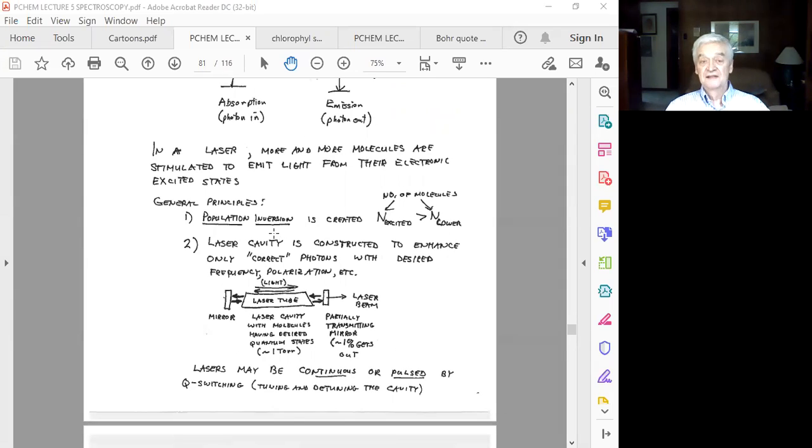As I said, there are general principles here. We have to have a population inversion, where the excited state has to have more molecules than the lower state. Most often, the lower state will not be a ground state. It will be some other state in the atom or molecule that we go to. And I'll give you examples of that.